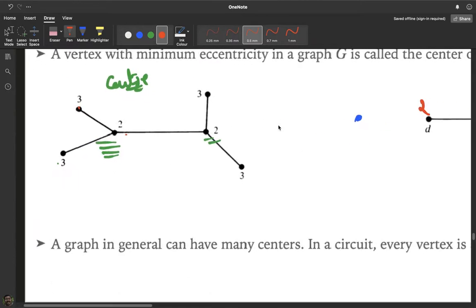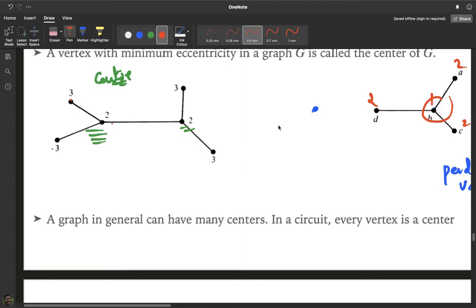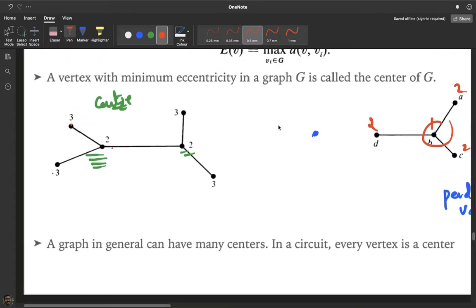If you look at a cycle, you can just check it out: all the vertices will be a center in a cycle. In a cycle like this, some vertex here, some vertex here, some vertex here, all the vertices in effect will be centers, if you check it out. So basically in a graph there can be many centers. So what is the center? A center is basically a vertex with minimum eccentricity. Such a vertex is called the center of the graph.